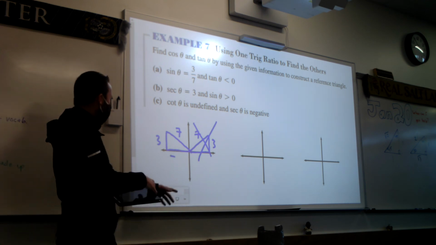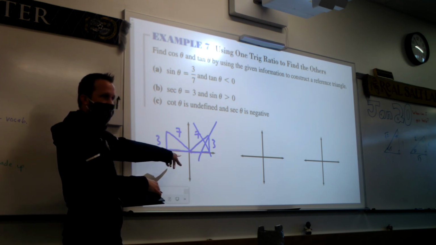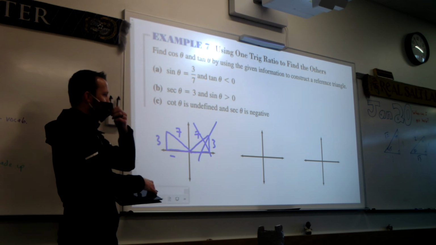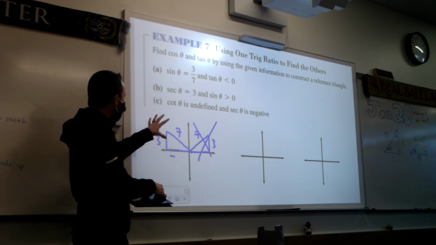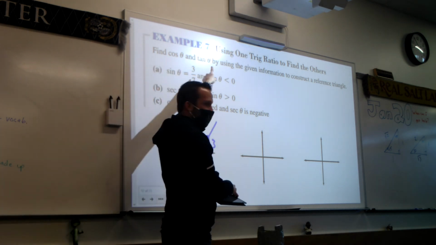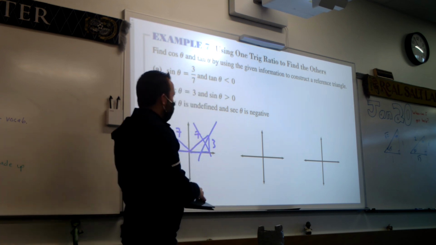Now, how are you going to figure out what this side is? I only know 3 and 7. How do you figure out the other side? Pythagorean theorem, a squared plus b squared equals c squared. Once I get that, can you then do cosine and tangent? Yes. I'm going to leave it there.